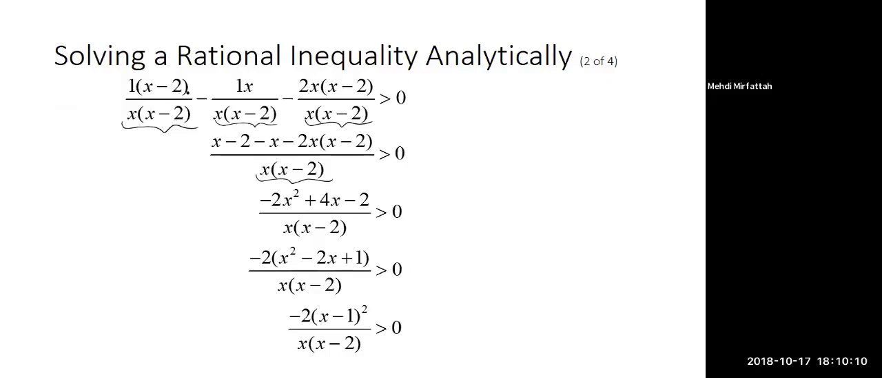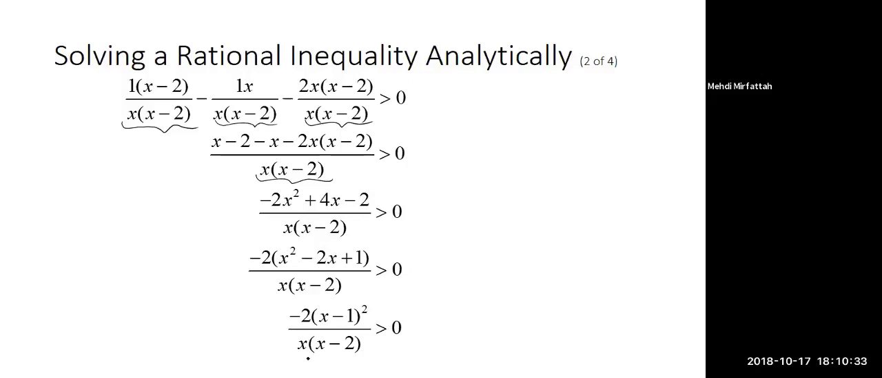I get x minus 2 minus x minus 2x times x minus 2. Distribute, combine like terms. I can actually factor a minus 2 out here. And this is factorable, it would be x minus 1 times x minus 1, or x minus 1 squared.